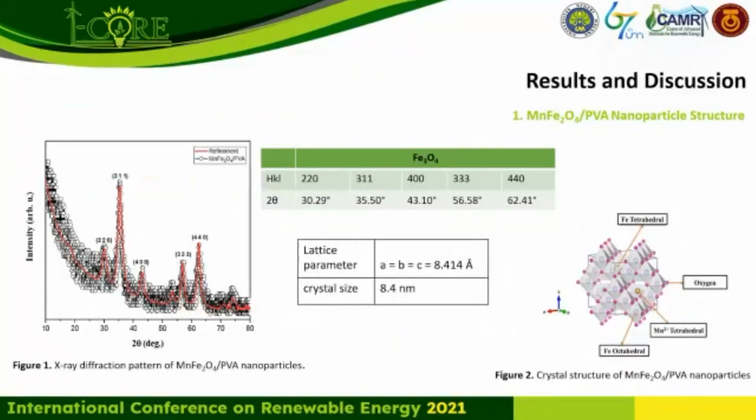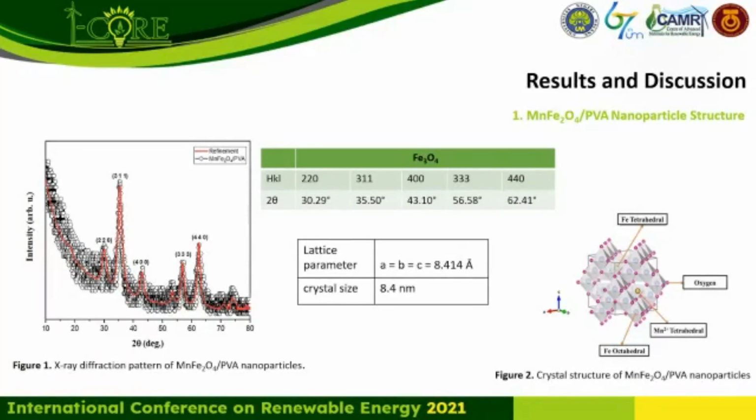Result and discussion. The diffraction pattern of manganese ferrite PVA is represented in figure 1. The diffraction peaks indicate that the nanoparticles are formed at certain 2 theta angles, which can be seen in the table. The high peak intensities of the manganese ferrite are at 2 theta 13.5, 13, which correspond to peaks of the cubic structure of the magnetite phase. The lattice parameter and crystal size can be seen in the table.